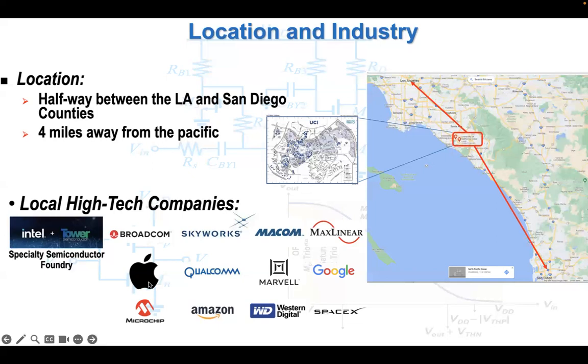Apple has also built and opened up a center in Irvine. We have Qualcomm in San Diego, Marvell in Irvine. Google, of course, has a center in Jamboree in Orange County. We have Microchip. They also have a big presence in Wi-Fi applications and cellular applications. We have Western Digital, Amazon, and SpaceX. SpaceX has a very big IC design center in Orange County. So as you can see, the presence of the IC industry is very healthy in Orange County, making it possible for everyone who pursues a future career in IC design to pick and choose one of these companies.